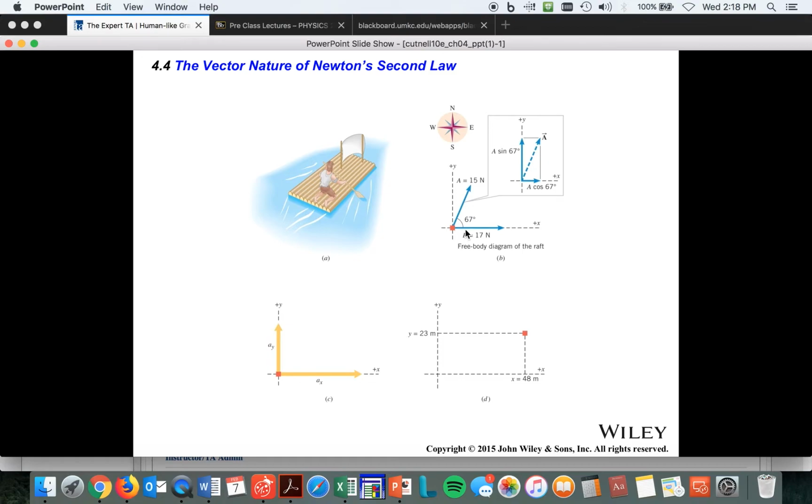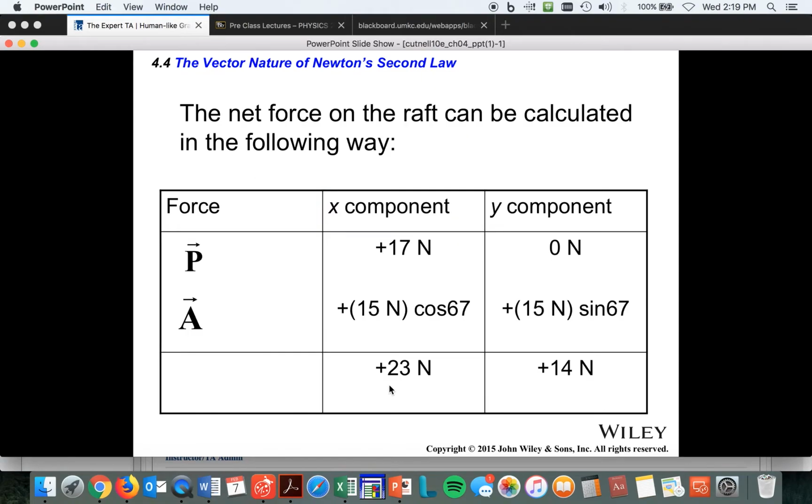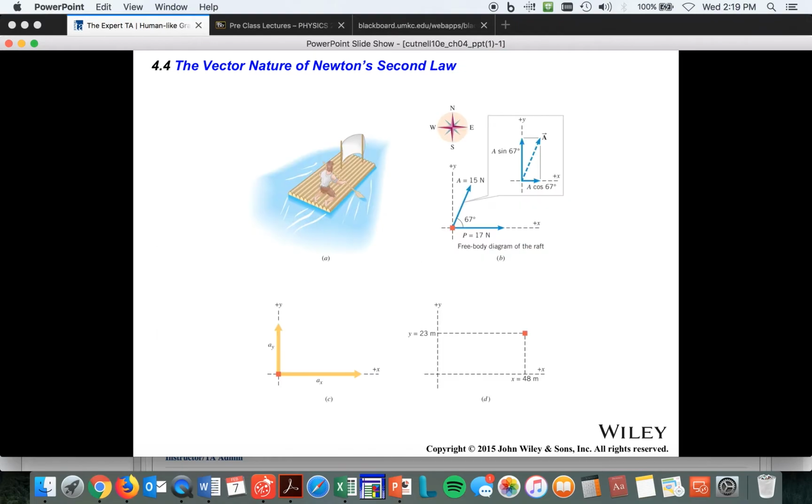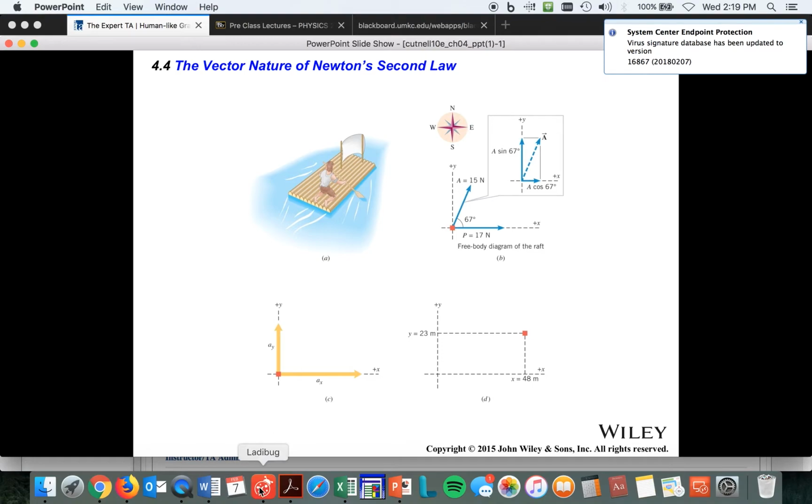Okay, he's paddling. He wants to paddle with 17 newtons this way, and he's going this way with 15 newtons. All right, so 17 plus 15. I have no idea. I don't even know. The net force on the raft is pretty easy. In the x direction, well, 15 is 67. All right, let's just take a look at some of the forces in the direction.